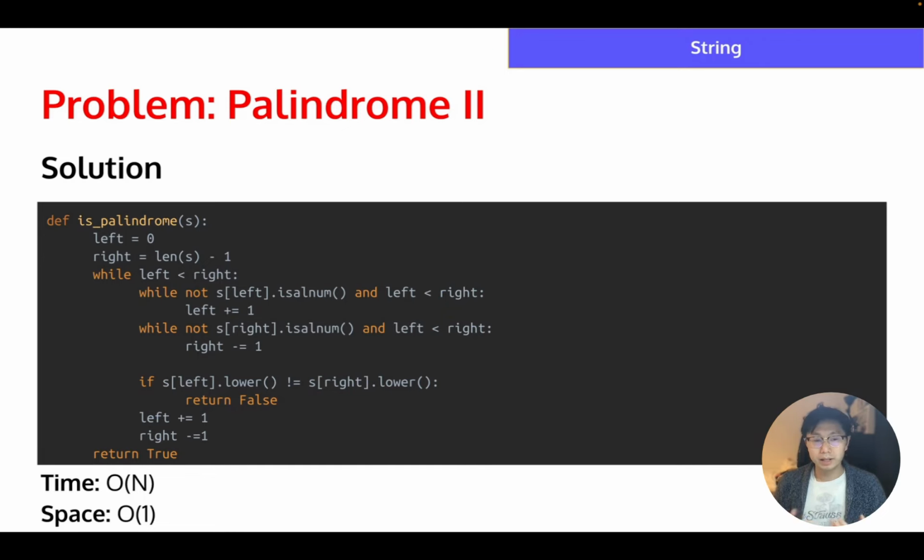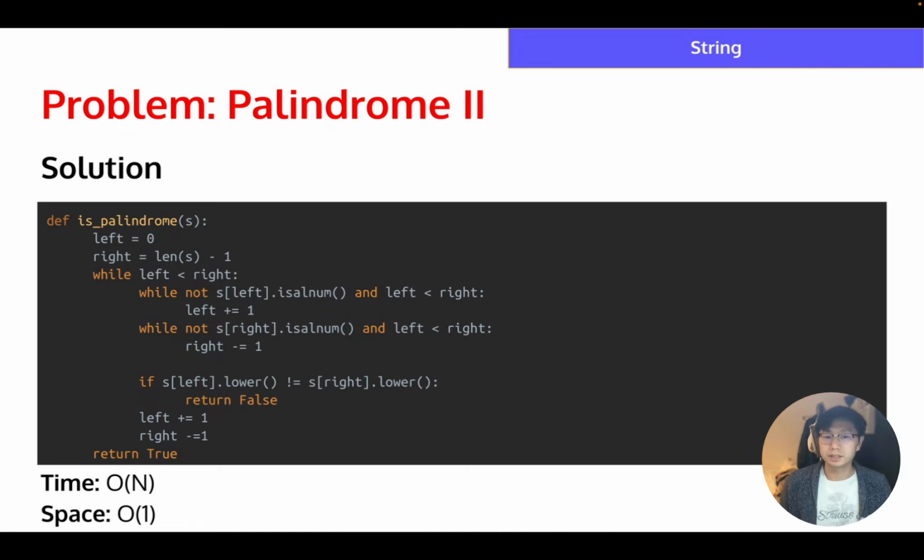Once again, we have the left and right index that are supposed to help with our two pointer technique. And we also have the same while loop condition where we want to do operations until the left index and the right index meet each other. But inside the while loop, we have these additional checks for non-alphanumeric values.